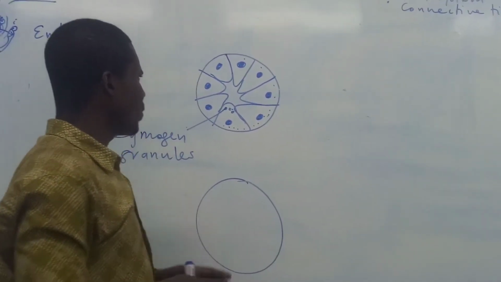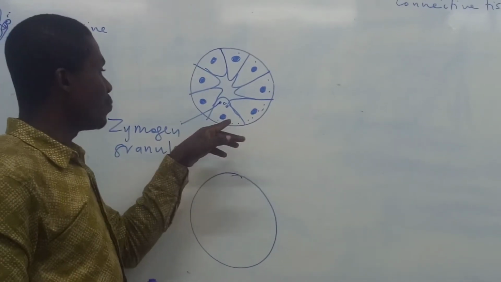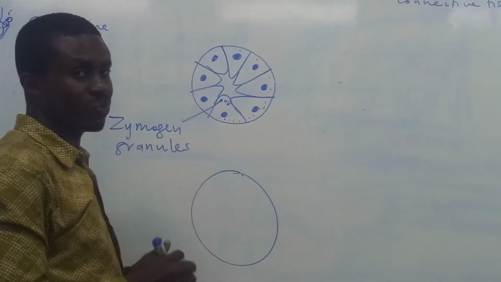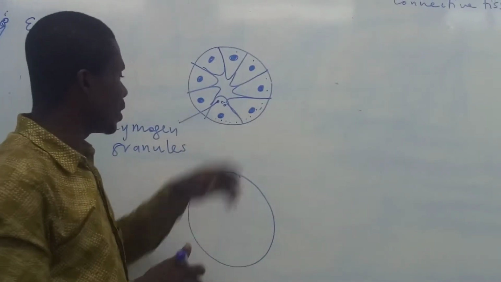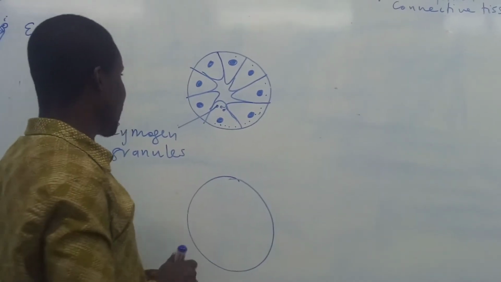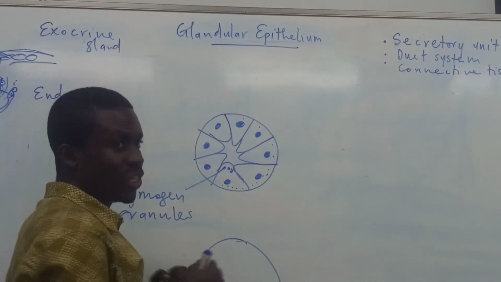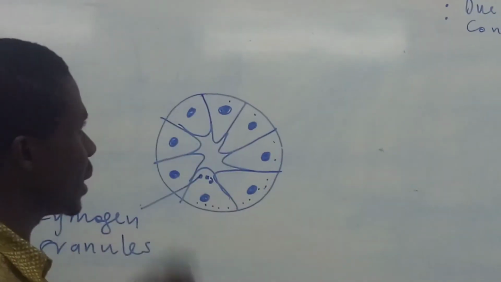Now, what happens is that this rough endoplasmic reticulum and free ribosomes actually make this basal area basophilic, to stain with hematoxylin. So the basal area will be basophilic. But apically, the zymogen granules will actually stain with eosin. So this place will be eosinophilic. Of course, the nucleus is going to be basophilic.